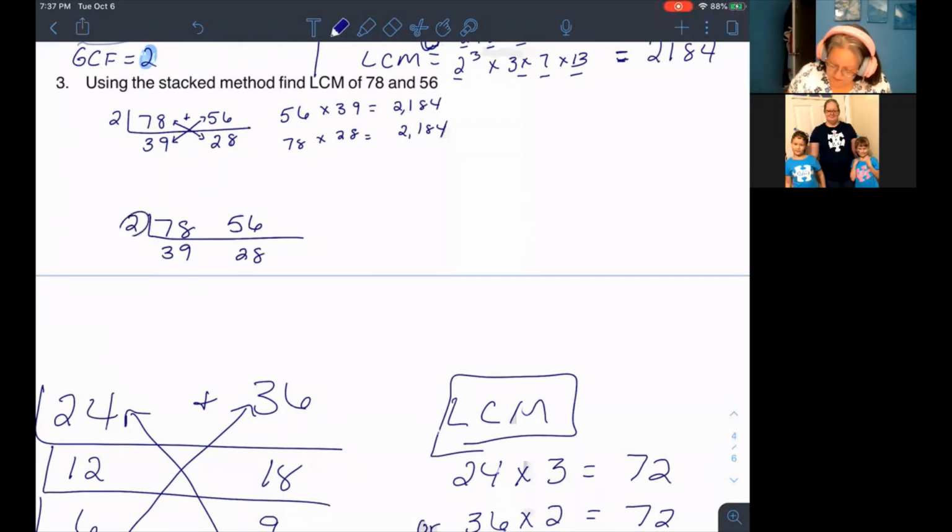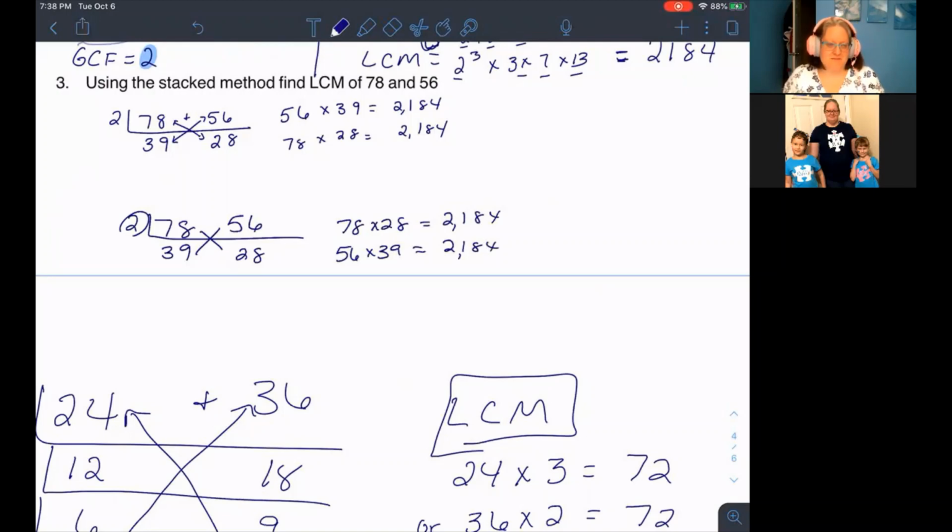So this would be your greatest common factor, but in order to find the least common multiple, you would cross multiply here. So you would have 78 times 28, which would give you 2,184. You don't have to cross both ways, but it just shows that it's the same both ways. So you have 56 times 39, which also gives you 2,184. So that's the common multiple they have in common, and it's the least number possible.